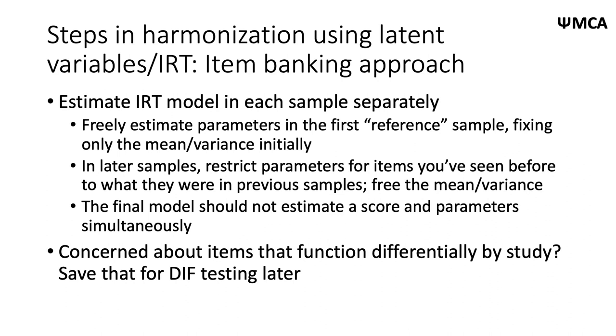Ultimately, the final model does not estimate a score and parameters simultaneously. By that, I mean all parameters have to be fixed to something previously. So your final scoring model should have zero parameters estimated, because they were all estimated in some population of interest earlier. And again, if you're concerned about items that function differently by study, we save that for DIF testing later on. And there are empirical ways to look at that.